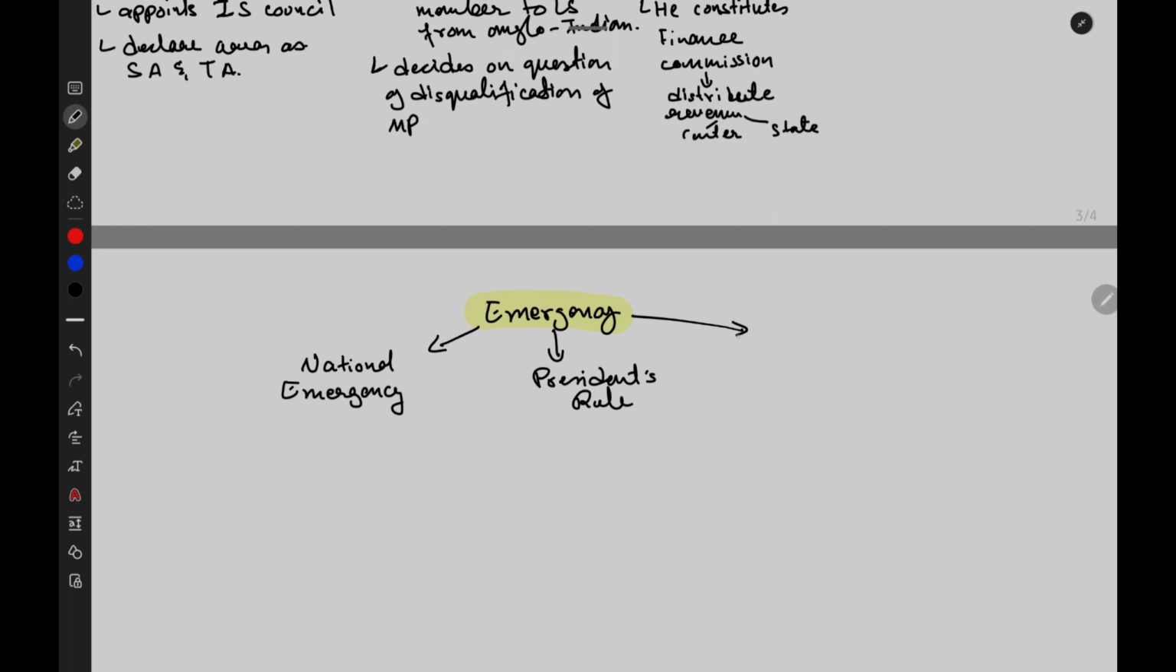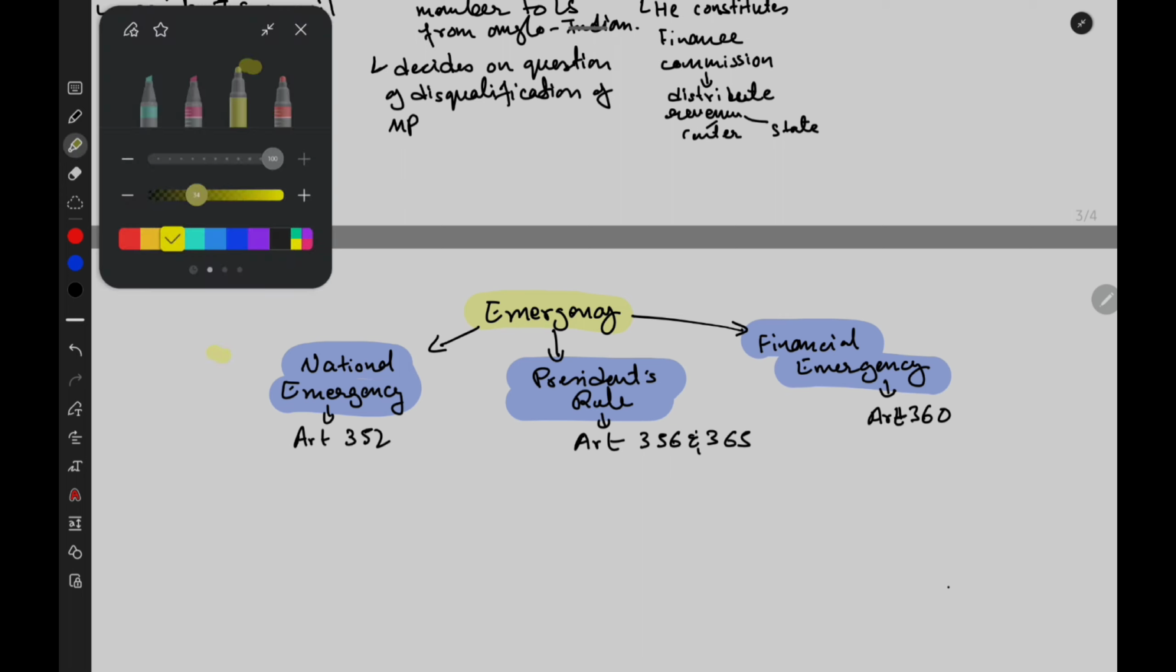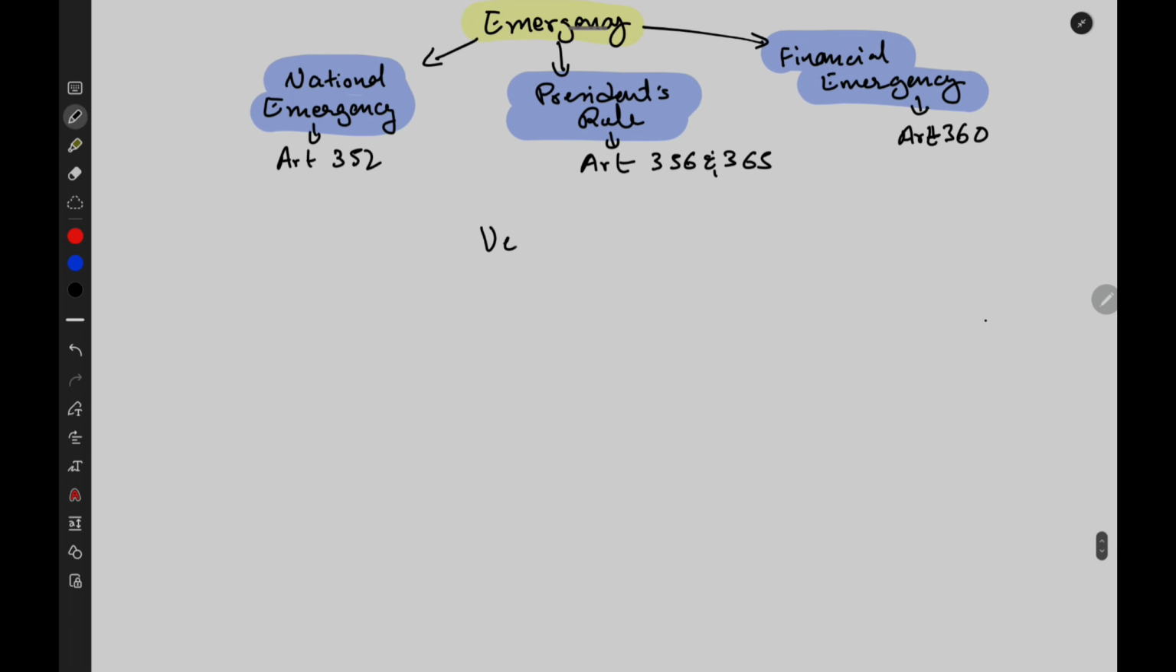Now moving to the emergency powers. The president also has a special power, that is emergency power, which includes national emergency, president's rule, and financial emergency. National emergency is under Article 352. President's rule is under Article 356 and 365, and financial is 360. So these are the three emergency powers which can be enjoyed by the president.